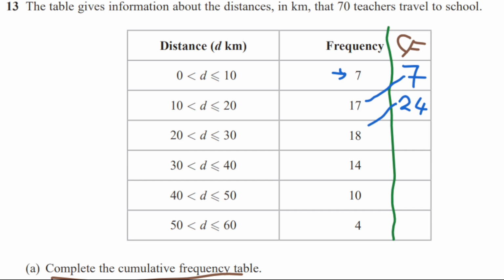And then we add these. 24 plus 18, that's 42. And then 42 plus 14, that gives you 56. Then add 56 plus 10, 66. And 66 plus 4 is 70. If you don't get the total number here, it's wrong. But now, since we got 70, we should say, good job for us, we did it.